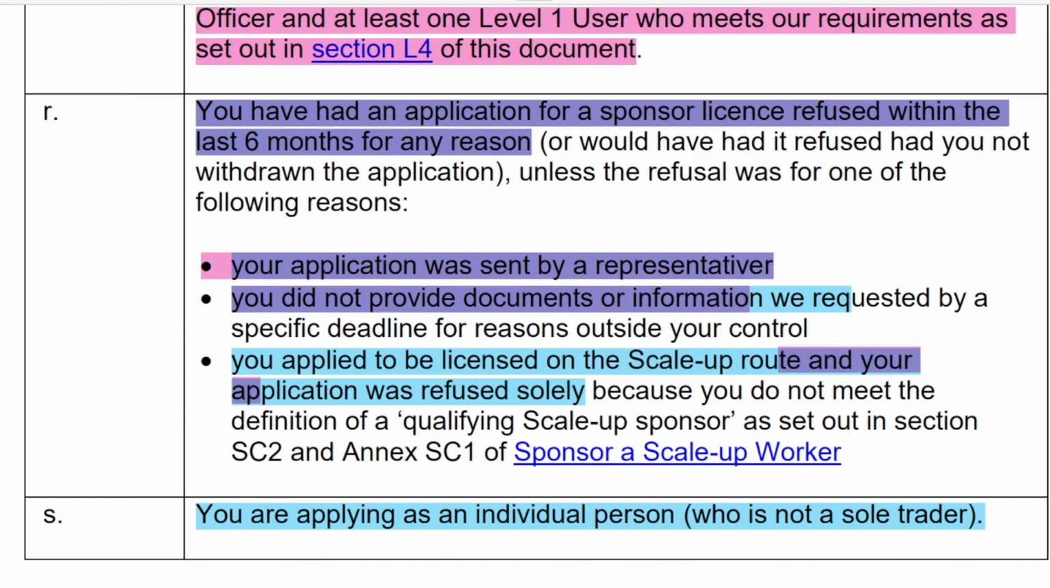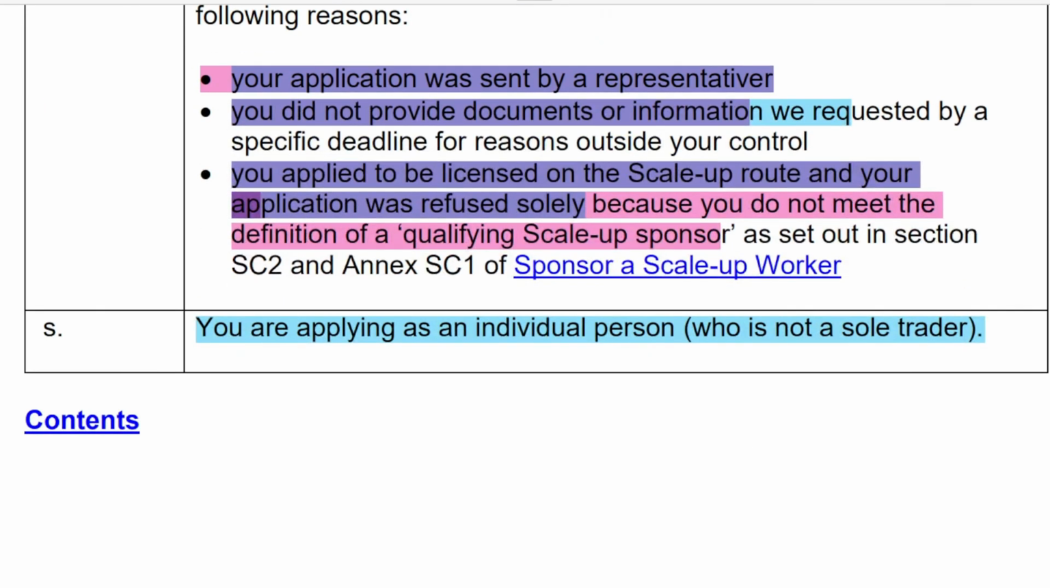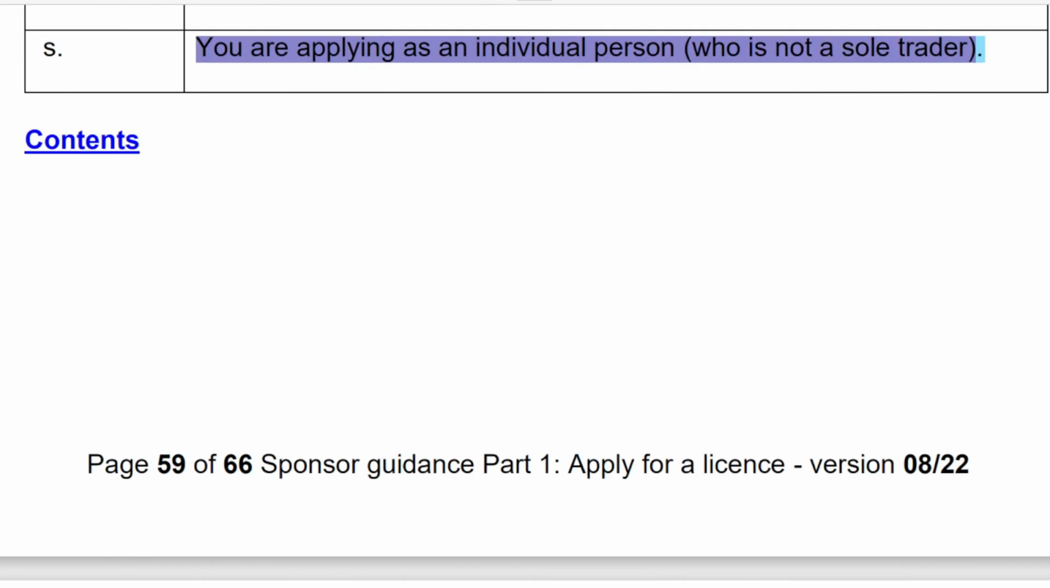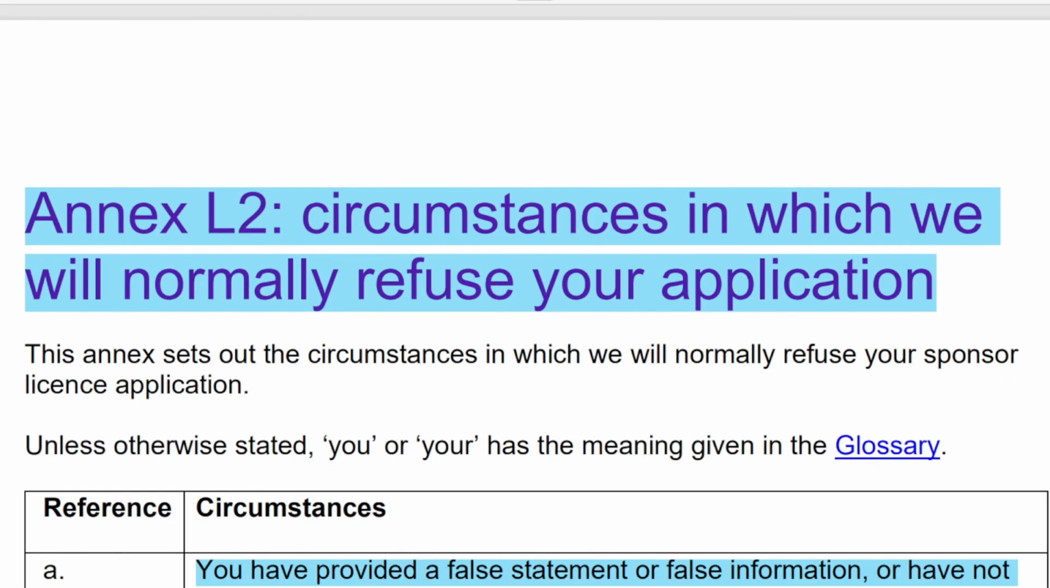You applied to be licensed on a scale up route, and your application was refused solely because you do not meet the definition of qualifying for this scale up route. You are applying as an individual person who is not a sole trader. So you cannot apply as an individual person. This is very important. You need to be a running business, a trading company.